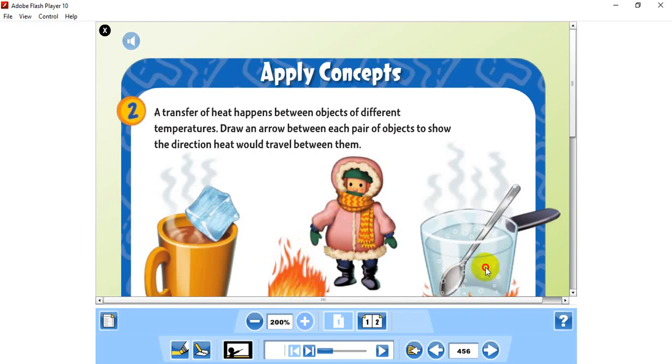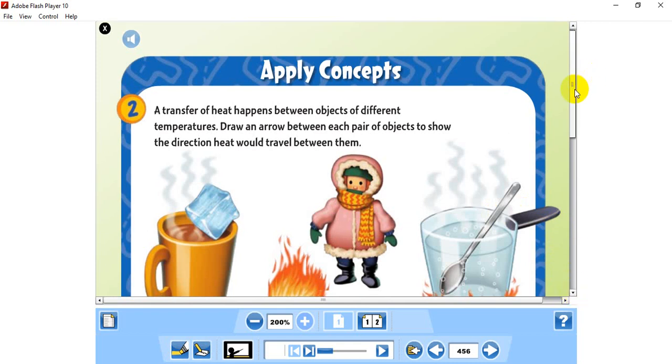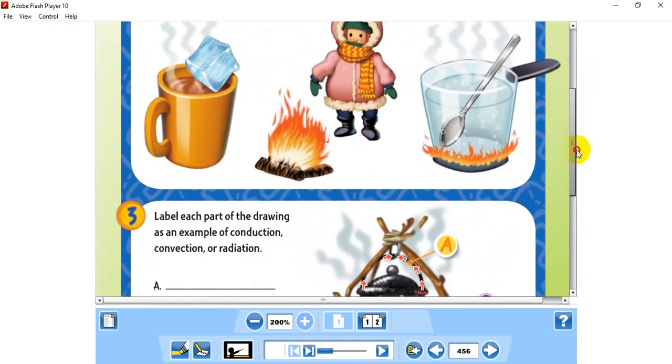Okay guys, now what about the particles of water here that is boiling? We have to draw an arrow from where exactly? From the water itself, the hot water, to the handle of the spoon. To the handle here. Okay guys, let's go now to the next question.